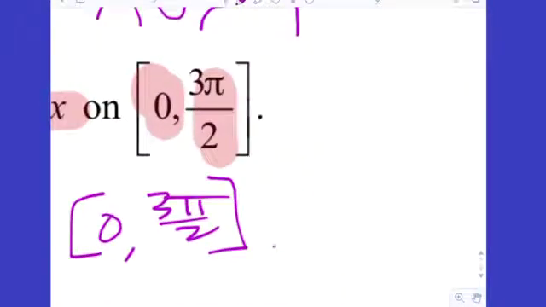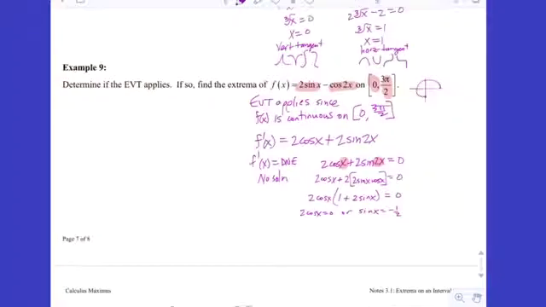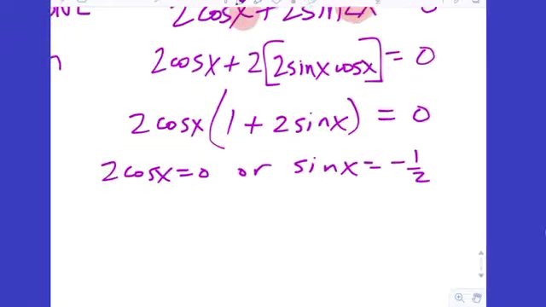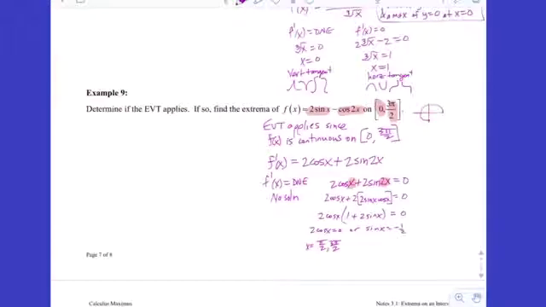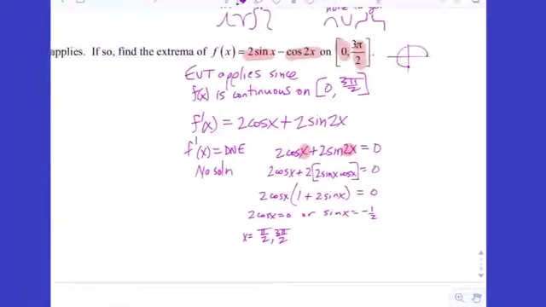Now, this is where the interval is kind of helpful because we're solving using the unit circle. We're only going from 0 to 3 pi halves, which on the unit circle starts here and goes around 3/4 of the way. So basically quadrants 1, 2, and 3, but not 4. So where is cosine equal to 0 in quadrants 1, 2, or 3? x equals pi halves and 3 pi halves. Do we include 3 pi halves? Sure, so it shows up as a critical value and an endpoint.